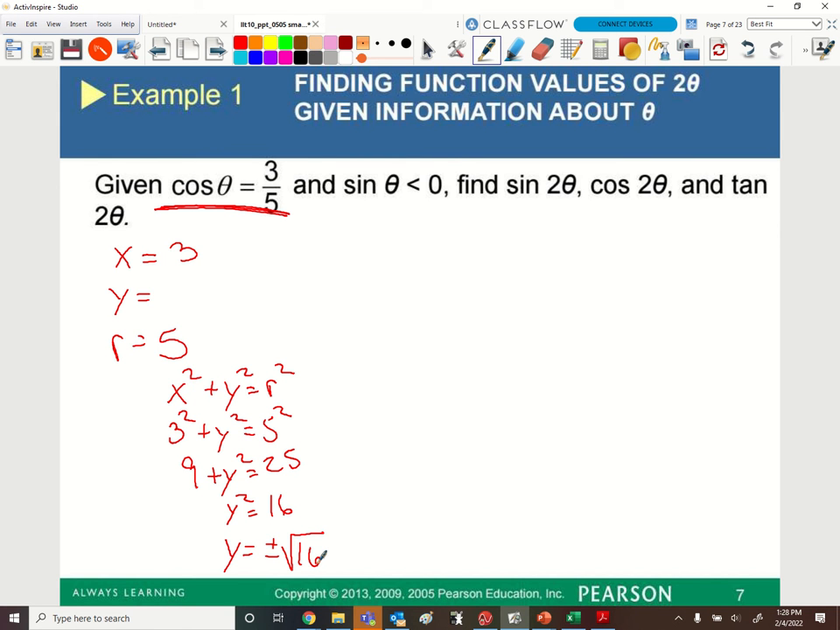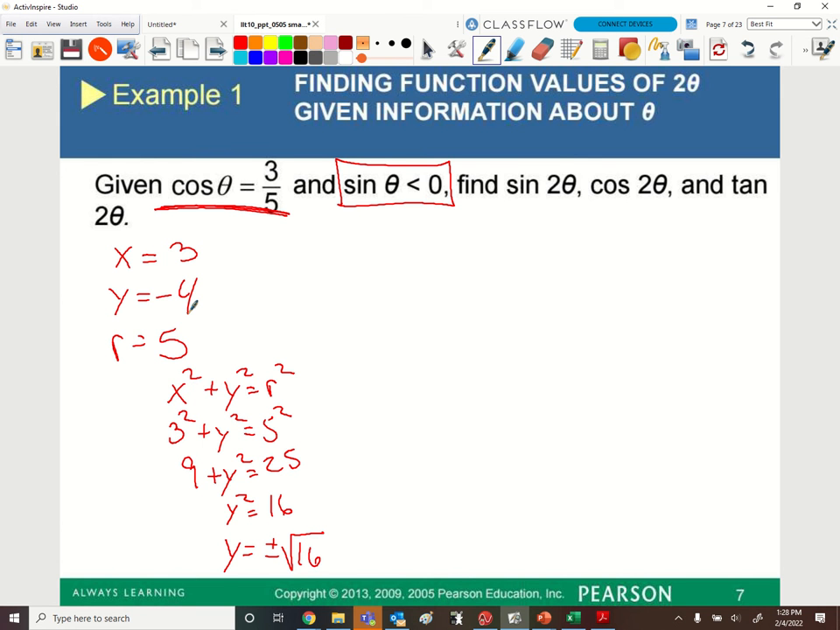But now let's go over here. This little piece of information is going to tell me what I need to know. It says sine. We know sine is which value? The y value, right? Sine is less than 0. So what numbers are less than 0? Negative. So what does that tell me about my y value over here? So I'm going to be -4. Very good. So -4.